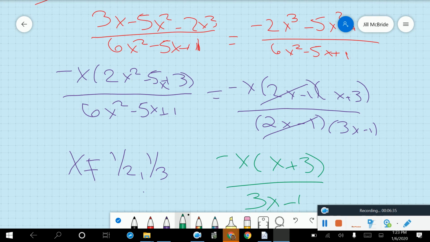People ask me all the time if you have to distribute the negative x back in. No, I like it in factored form because it's easy for me to look at the problem in factored form and see that nothing else cancels. If you started distributing things back, it would be very difficult to see if things cancel. Okay, let's take it a step further.